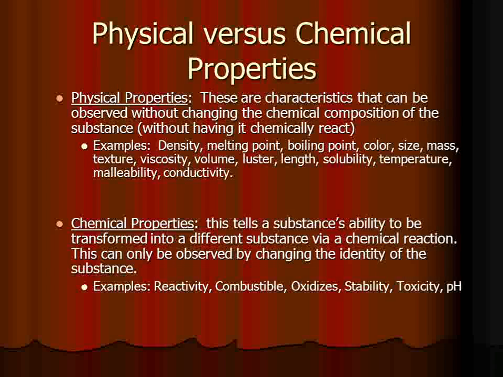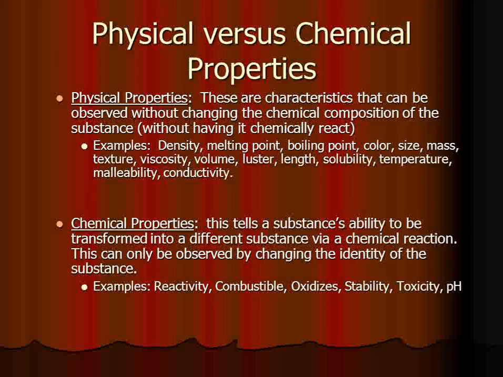The other way we classify the properties of matter is physical versus chemical properties. Physical properties are characteristics that you can observe without changing the substance, without having it react with something else. Examples of this include density, melting point, boiling point, color, size, mass, texture, volume, luster, viscosity, and so forth.